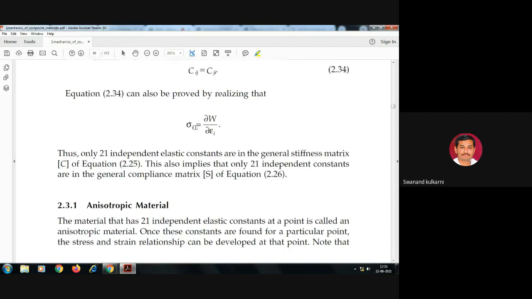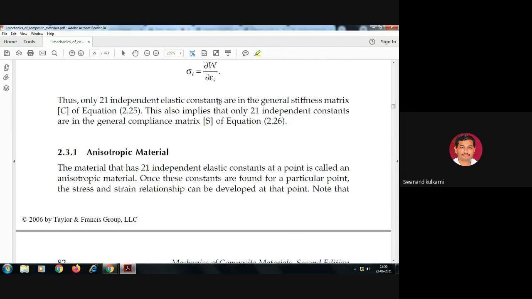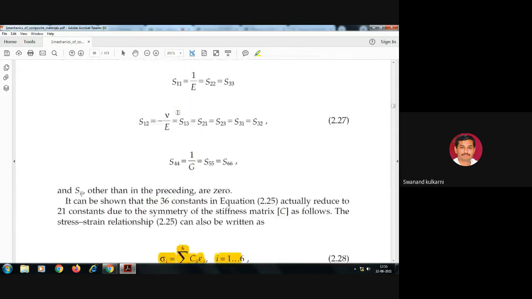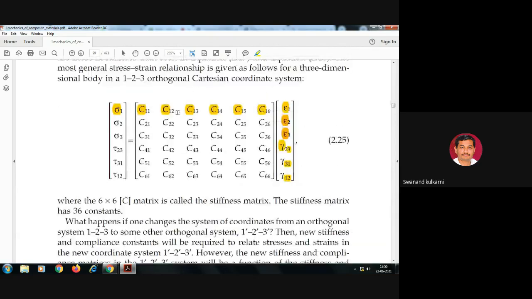Here we can understand the concept of solid mechanics once again, as it is shown here. So what we understand from today's lecture is what is meant by the compliance matrix, what is meant by the stiffness matrix, and the relationship between stress and strain with these 36 constants.